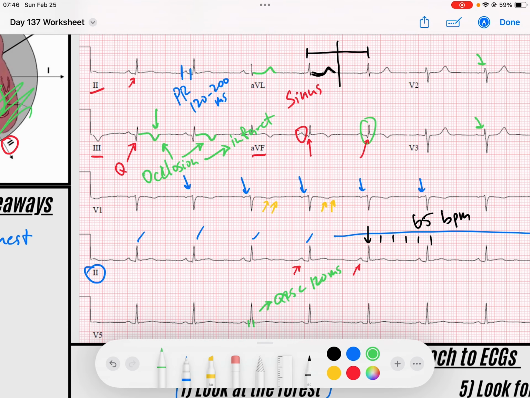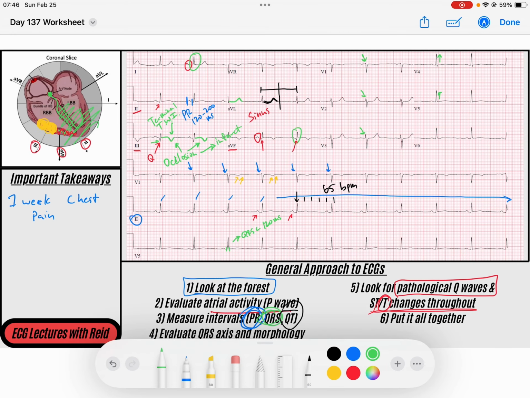So this tells me, in the presence of these deep pathological Q waves and these terminal T wave inversions, that this person has likely been having a myocardial infarction for the past week. So this person needs to be evaluated. And so actually, what ended up happening is they went to the cath lab and they had 100% stenosis of the right coronary artery. We know that the right coronary artery supplies a lot of the inferior aspect of the myocardium.